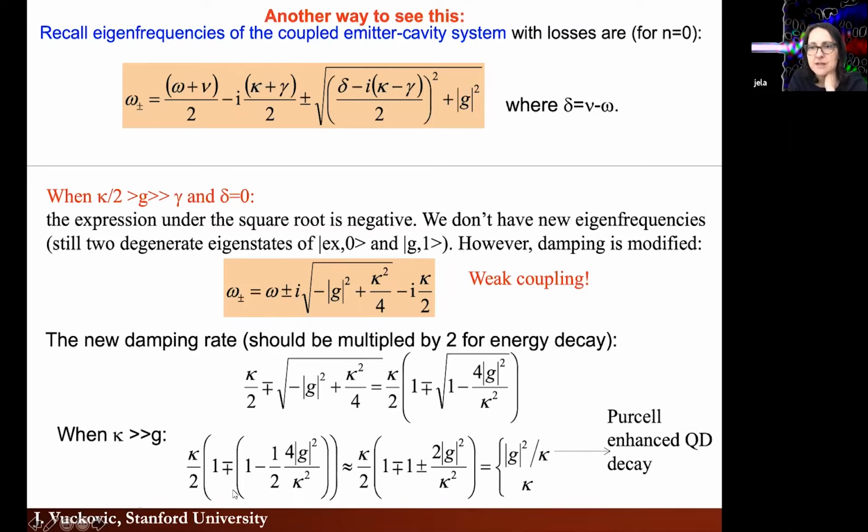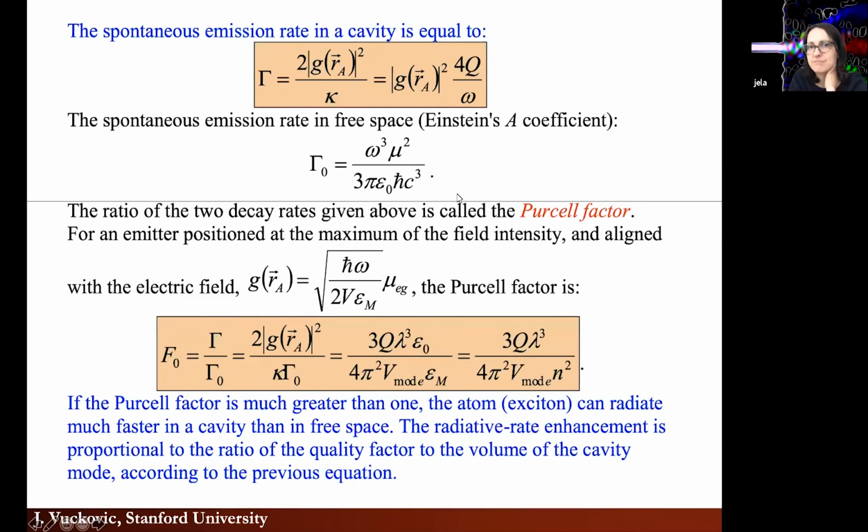So now let's see what this G squared over kappa is, because we have to plug in numbers for G and for kappa to see if this matches what we concluded from Fermi's golden rule. That should be the decay rate for the atom on resonance with the cavity. If you go back to the expression for G on resonance, it's proportional to 1 over the square root of the mode volume, and kappa depends on omega over 2Q. You plug all that in here, 2G squared over kappa.